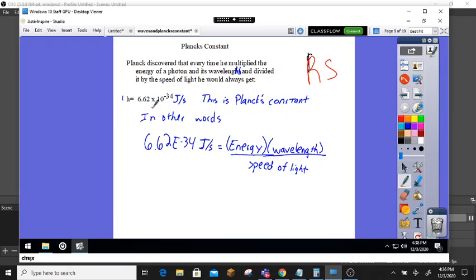This is the number that, picture a ruler, and it says meters and centimeters and millimeters, and it starts getting tinier and tinier and tinier. This is supposed to be Planck's constant. Planck discovered that every time he multiplied the energy of a light particle, a photon is a light particle, and he measured its wavelength, and he divided it by the speed of light, he always got this measurement. So this number is going to be a constant that we're going to be using over and over again. So it's the tiniest form.